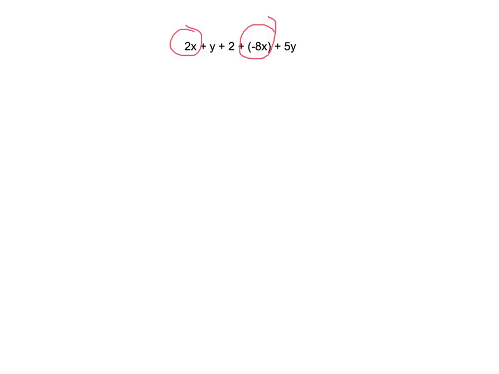Next, the next term I have after 2x is y, so I'm going to put a little box around the y. 2 and y are not the same, so then I come all the way to the end. 5y and y are like terms. And the term I'm left with is 2. There's nothing else, so 2 just stays by itself.